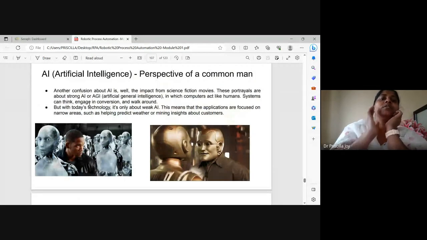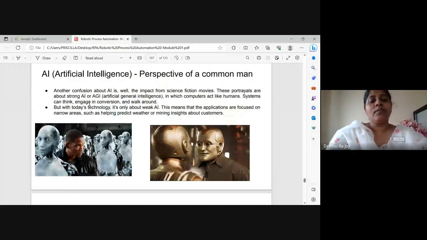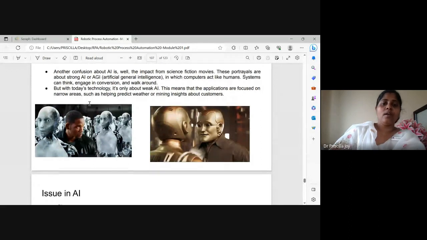Another thing is the perspective of a common man. Normally when we develop some bot or any robot, in such cases it will be acting like a human. The computer which we make perform the job will be thinking like a human, and the same way a human performs a task, it will be interacting, thinking about things, and predicting like a human.